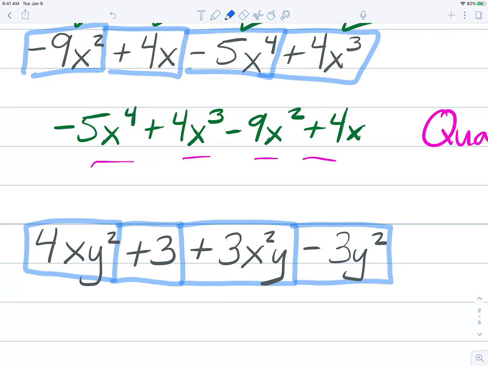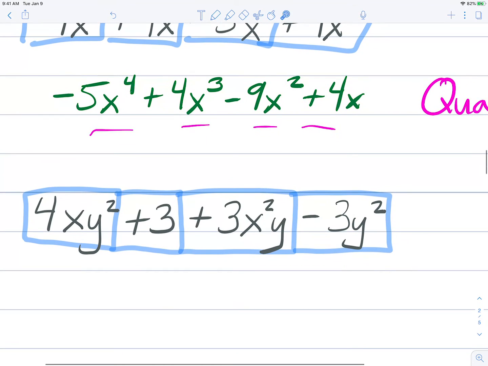Now, none of those terms match. If you look at the variables and their exponents, this is an xy squared, but this is an x squared y. The exponent's not in the same spot. This is only a y squared that doesn't have an x, and this is just a constant. So none of them can be put together. Now, alphabetically, x goes first, so that means that the x is in charge. If you look for the x with the highest exponent, that would be this one right here.